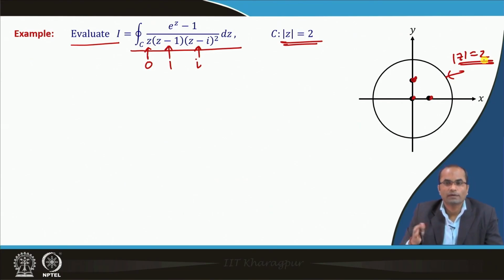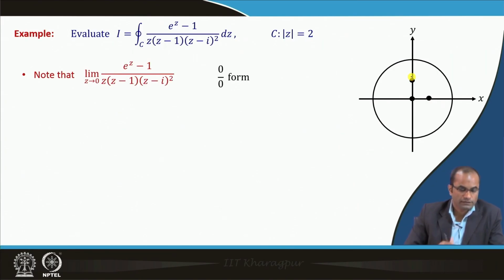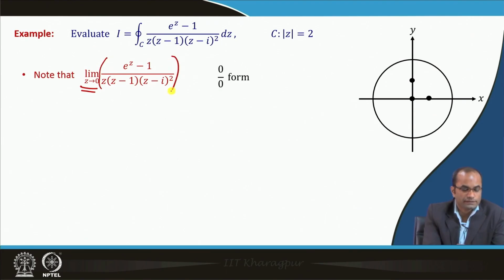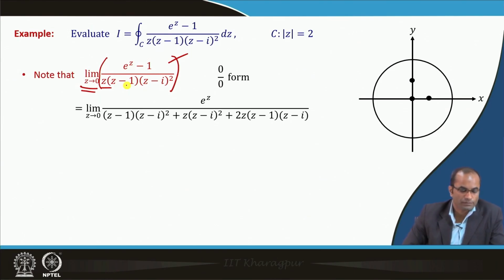So, we have to apply now the residue theorem, meaning we have to compute the residue at all these 3 points, because all are lying inside the circle. For the first one, z equal to 0, we are trying to classify. So, we first take just the limit as z goes to 0. This is exactly the integrand. It has 0 by 0 form, because e power 0 minus 1 is 0, and the denominator is also 0. So, 0 by 0 form we can deal with using L'Hopital's rule.